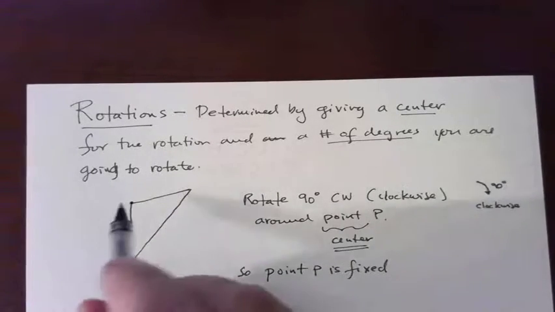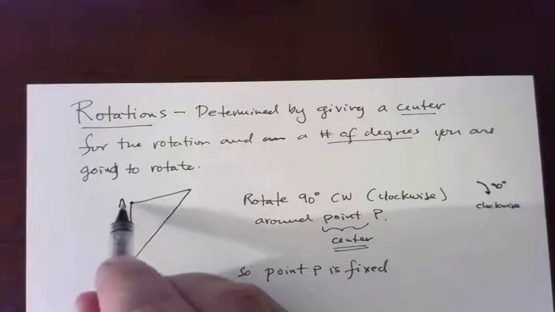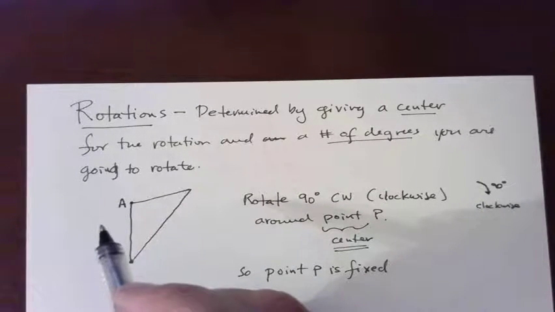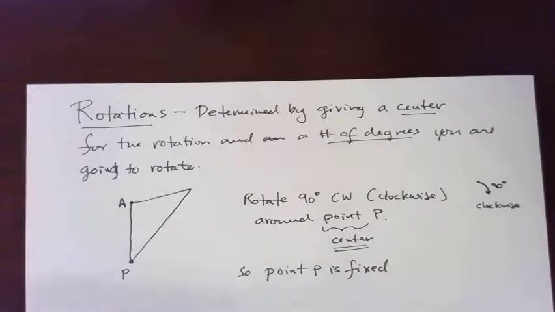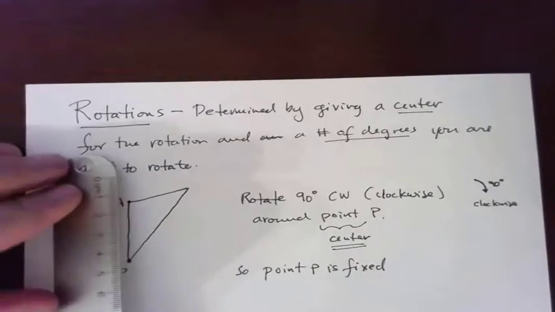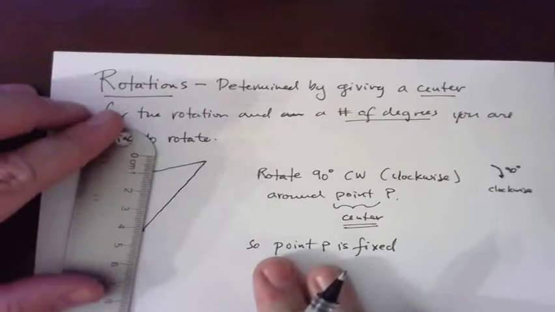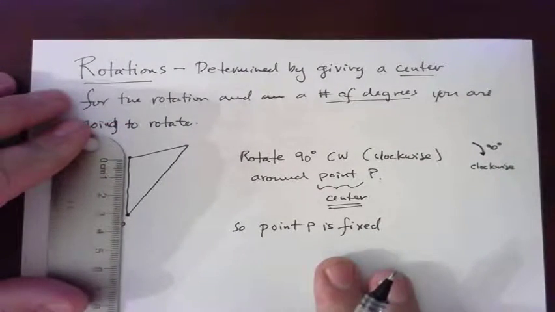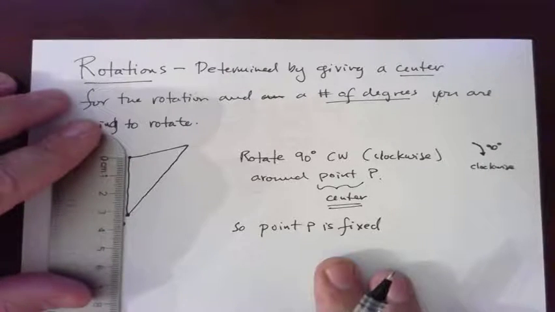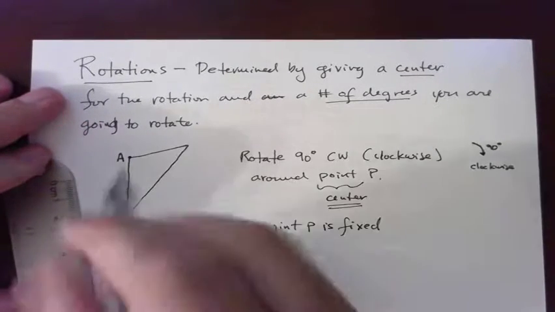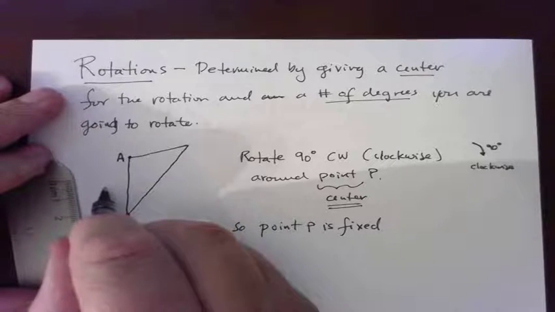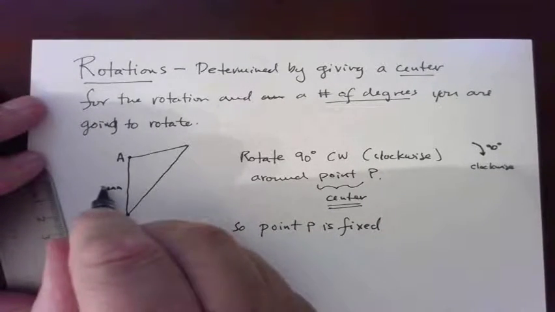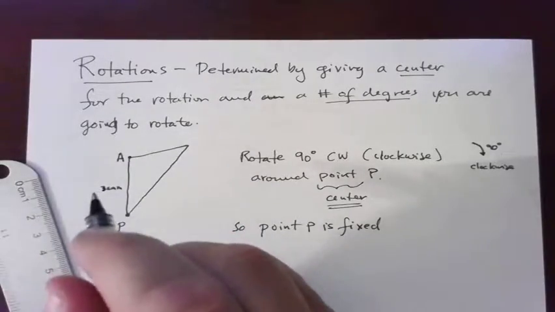So I'm going to turn this point A. So I'm effectively going to turn that segment PA 90 degrees clockwise. So what I need to know is how long is that segment? How far is that point P from A? How far is it from A to the center? So I get my ruler. And what does it look like here? 32 millimeters. It's hard to read. 32 millimeters. So from P to A is 32 millimeters.